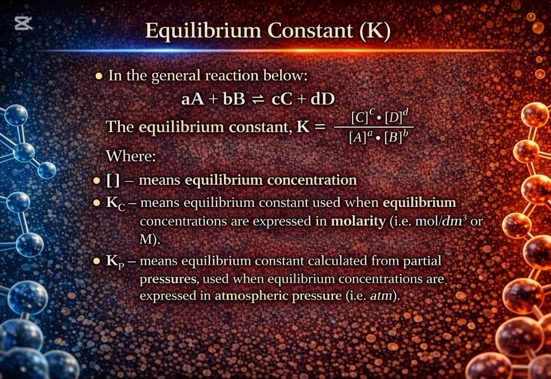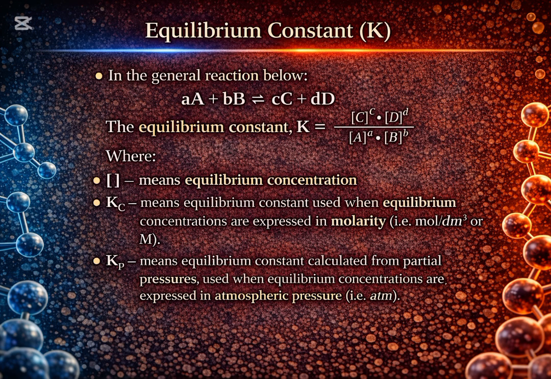Those small letters refer to the mole or the coefficient. So the equilibrium constant K is equal to [C] raised to power c multiplied by [D] raised to power d, all over [A] raised to power a multiplied by [B] raised to power b, where the bracket sign means equilibrium concentration. Kc means equilibrium constant used when equilibrium concentrations are expressed in molarity, and the unit is mole per dm cube or capital M.